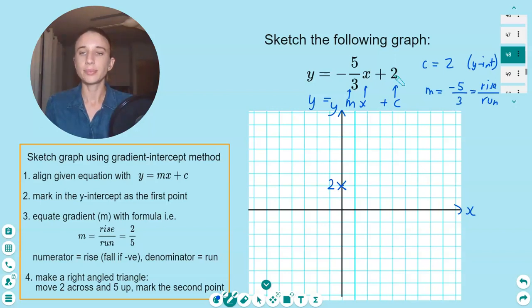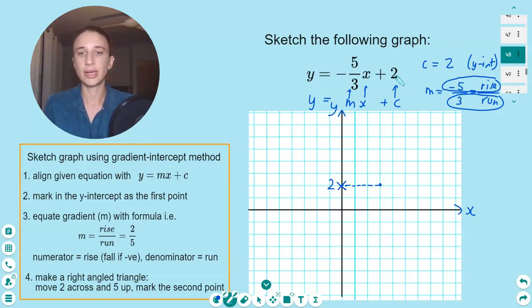And then I look at my gradient. And it says rise of negative 5. That actually means I'll be falling. Remember, I'll be dropping. And then our run is 3. I'll start with the run. The run's the nice, easy one. I'm going to start at this y-intercept. I'm going to run across 3 units. That's 1 unit, 2 units, 3 units. Okay, put a little dot.